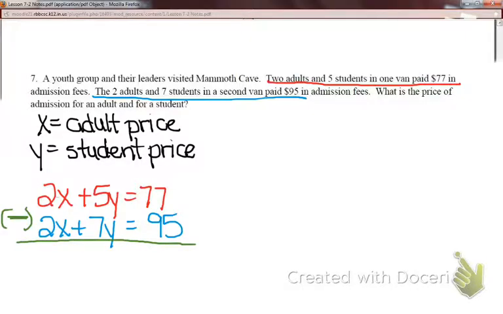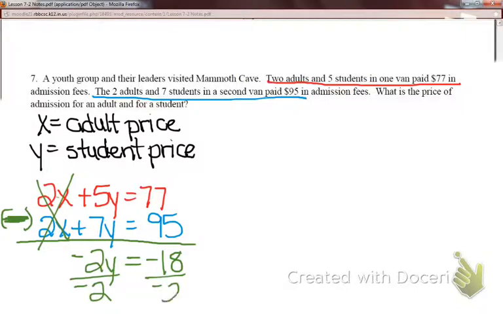We have 2x minus 2x, which is 0. We have 5y minus 7y. That's negative 2y. Then you have 77 minus 95. And that, if you need to use your calculator, go ahead, should be negative 18. So this makes it really nice to then just solve for y. I hope you are getting used to this method. Just solve for y, and you get y equals 9. Remember what that meant? That means the student price is $9.